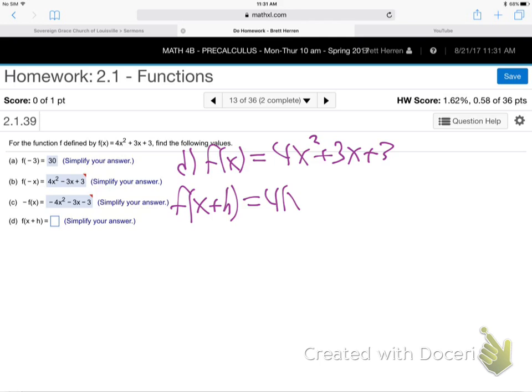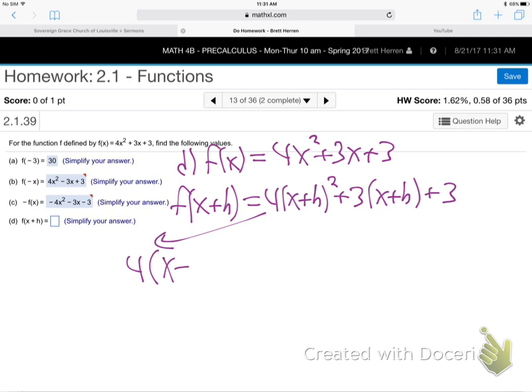Like that. Good to there so far. So I just plugged in parentheses x plus h everywhere we've got x. So right there and right there. And now we just got to work all that out. We just got to FOIL and gather like terms and all that kind of stuff. And bring it over here.